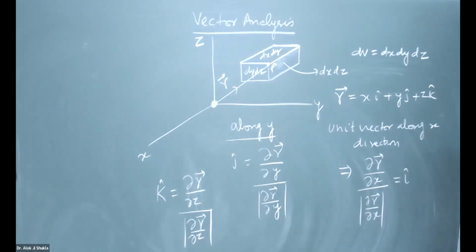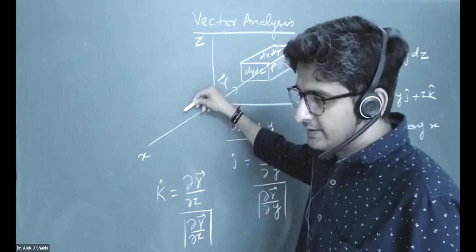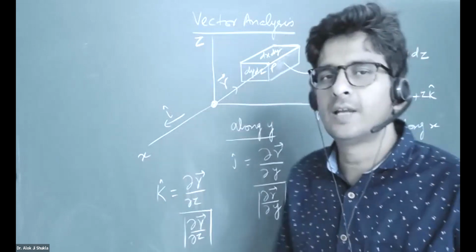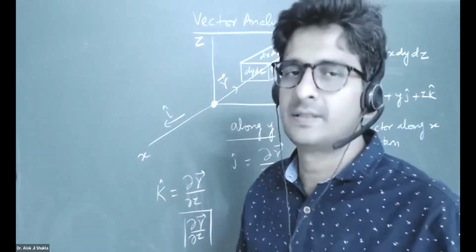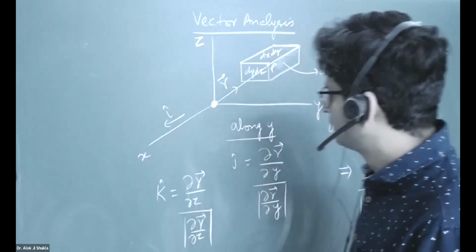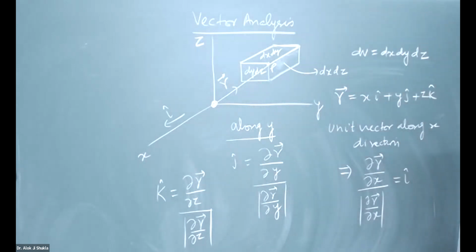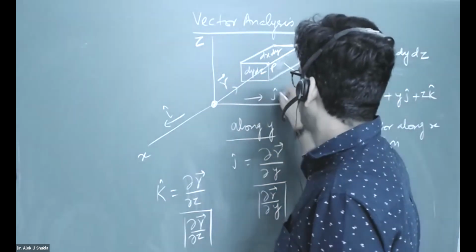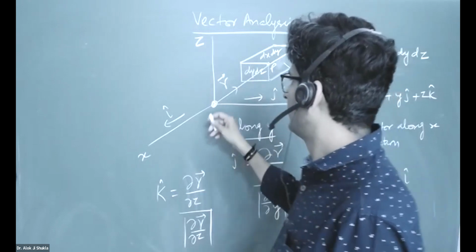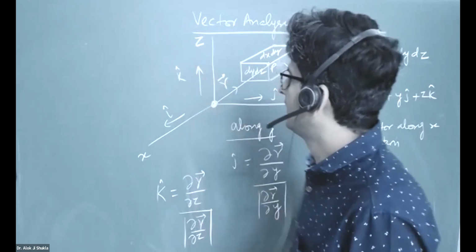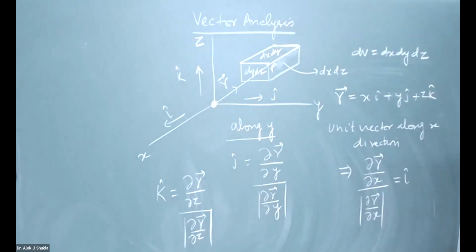Because a unit vector gives a direction. Suppose I am taking i cap. It is the direction in which x is increasing steepest, the direction in which x is increasing fastest. So that's why the directional derivative works here. What is j cap? It is the direction in which y is increasing steepest. And this is k cap, the direction in which z is increasing the steepest. All right?